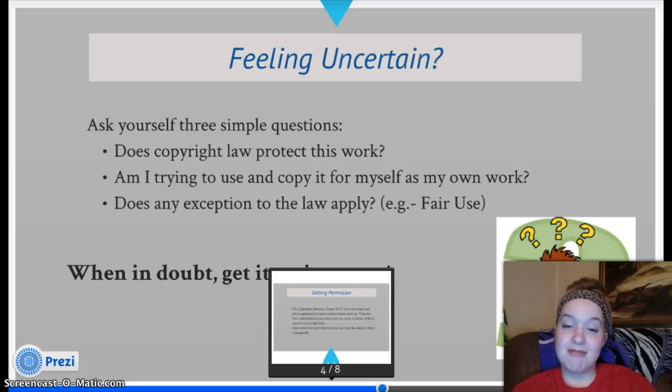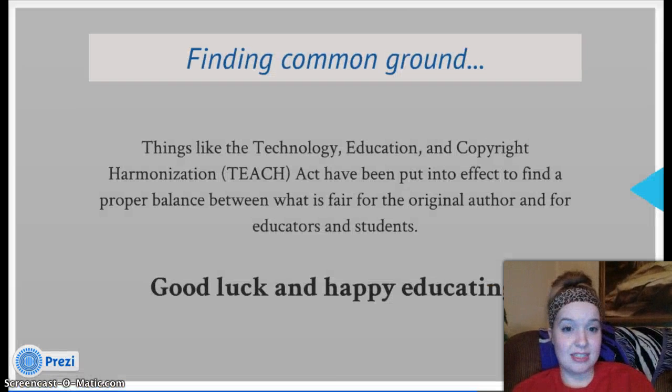So when in doubt, get it written out. That's a good thing to say. Always make sure you have permission. And a lot of things, like the music, it's more common sense than anything. You kind of know if it's being illegally downloaded, or you'll really know if you're trying to use something as your own work when it's not.